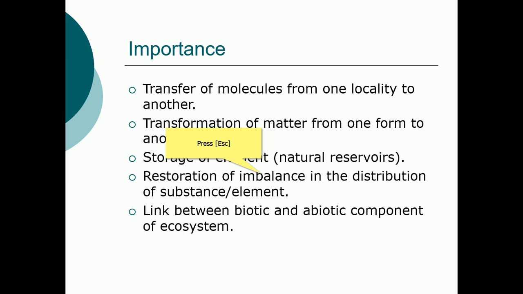And then we talked about how it gives a distribution balance between those substances, because sometimes it is needed in high quantity, sometimes it's needed in low quantity. So it helps in the redistribution of those. So it also gives a link between the biotic and the abiotic components of the ecosystem.